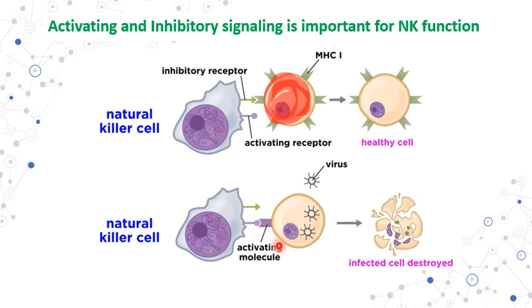Now, if you have another situation in which you have a cell and you have here an activating molecule, and the cell doesn't have MHC1, but it has an activating molecule. It doesn't have MHC1 because it's infected by a virus, right? So the natural killer cell goes in there, and it sees the cell doesn't have MHC1, and it sees the activating molecule. Now the cell is going to kill the target cell.